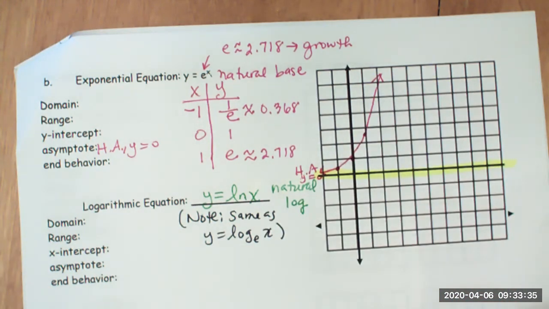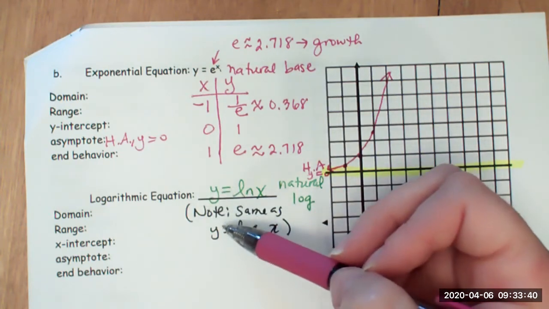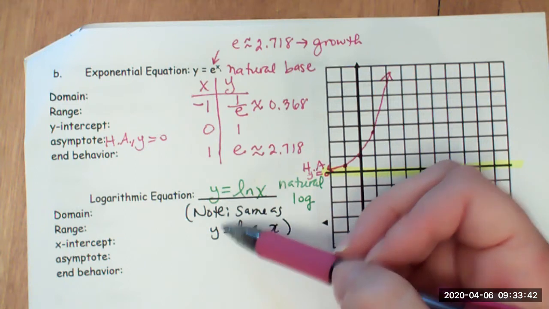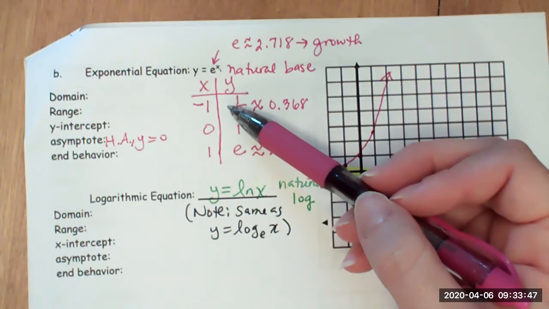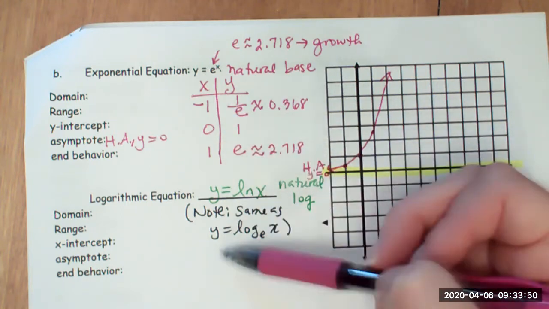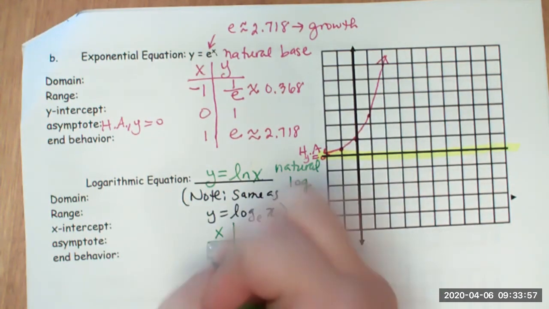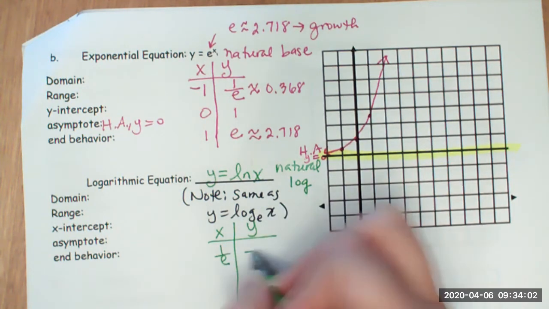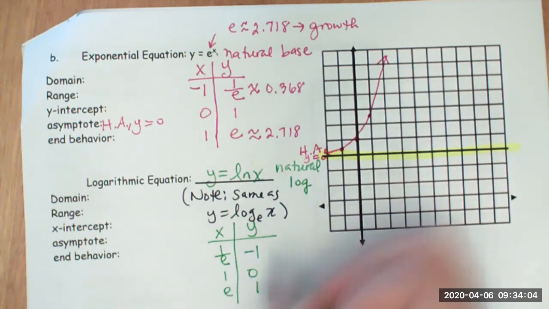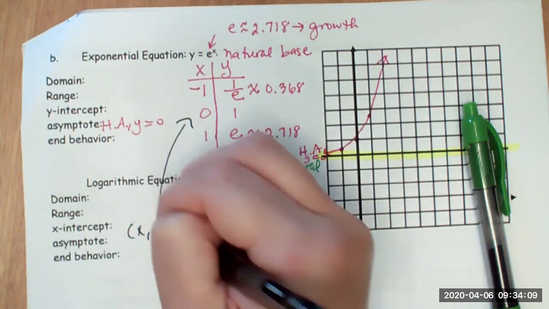So to graph the logarithmic equation, I can do it from scratch using the parent log function, because remember, exponential functions and log functions each have their own separate parent. But if I already have one, I can always just reverse the x and y's to get the other, right? So you can see, I'm going to take x and y here. I can say 1 over e, -1, 1, 0, e, 1. Okay, so compare that.